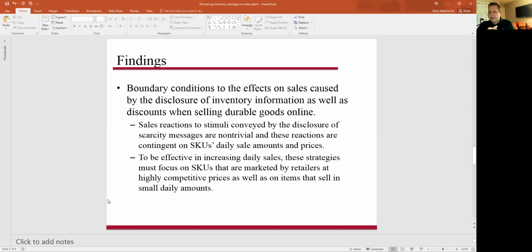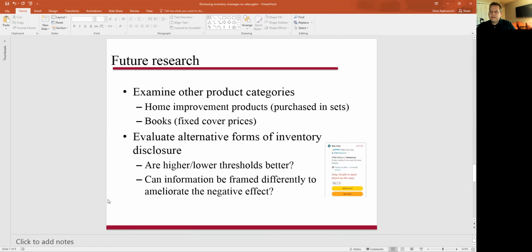And also they want to provide that type of information for products that do not sell in large amounts. So for more obscure products. For more mainstream products, it becomes a complicated effect. It becomes an adverse effect. Okay, so those are the overall findings.